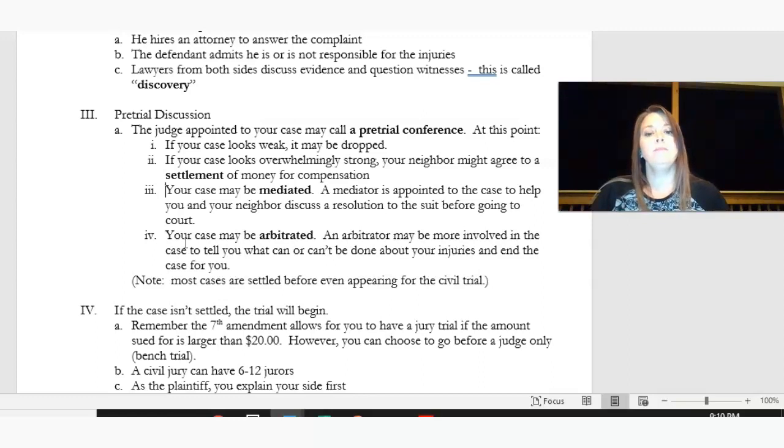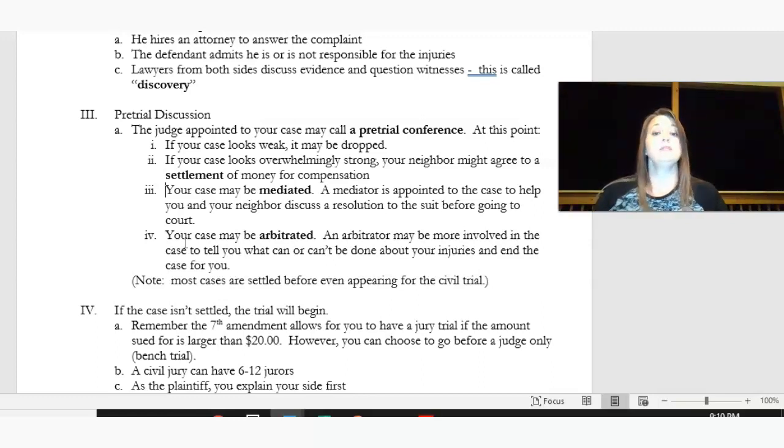A more severe way to decide the case before you get to a trial is arbitration. Arbitration is kind of like what we see with Judge Judy, to be honest. And you're probably going to pause me right now and go look up a Judge Judy case. That's okay. You can do that. Just come right back.